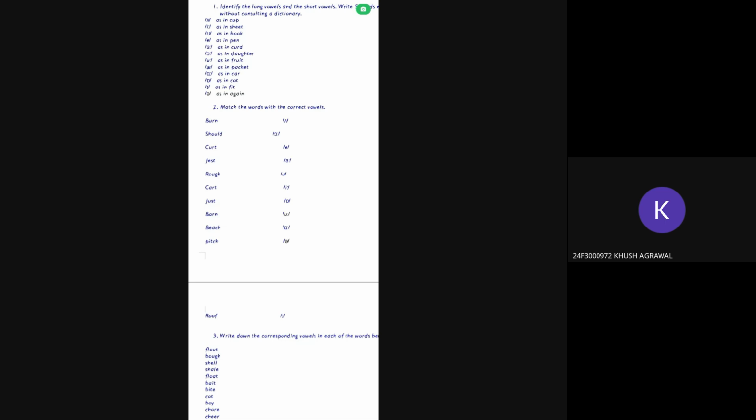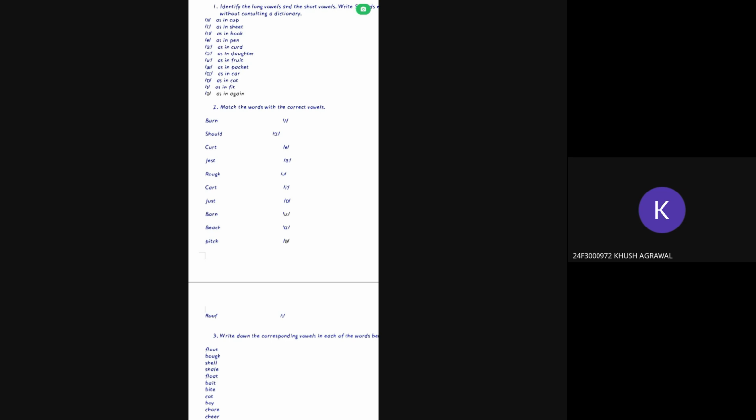Okay. Next is oo. Should. Should is one answer. Correct. Then roof. Does it have the oo sound? It's a long oo, right? It's not the short oo. So only should has the short oo sound. Roof has the long oo. So that's roof and should. One with short and the other with long.